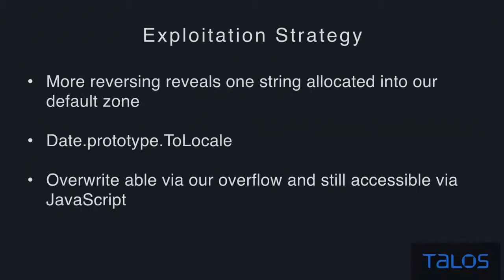Then we reversed and reversed and reversed. We reversed for weeks and came up with a couple of techniques. We scanned the entire heap base for pointers. Any pointer we can find in the default heap, where are these pointers going? What pointers can we control? We're trying to find any allocation that's potentially on our heap that we can access through JavaScript. The only thing we find is date.prototype.toLocale, and it literally has like a millisecond where you can overwrite it.